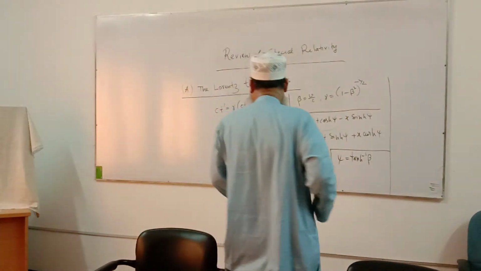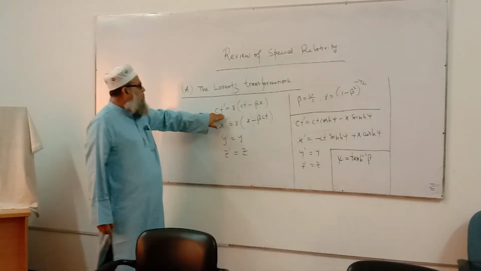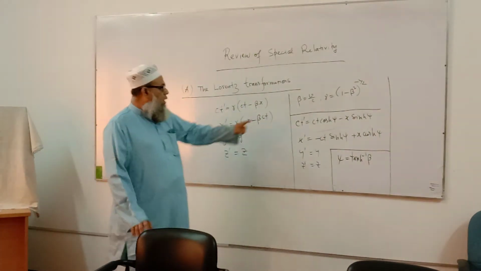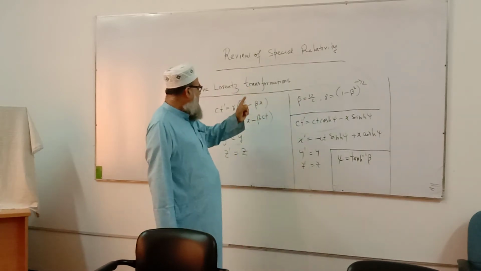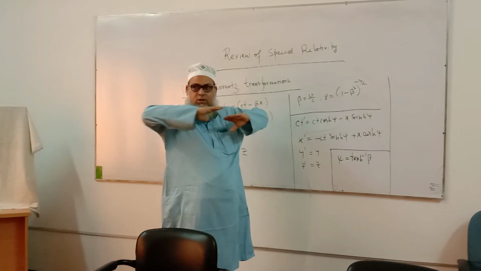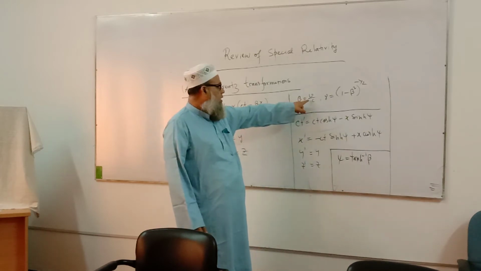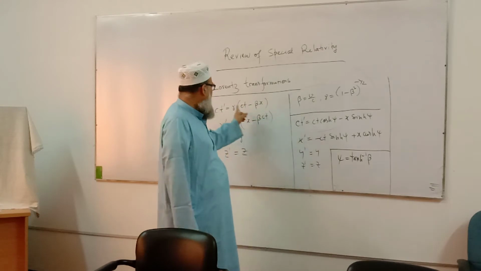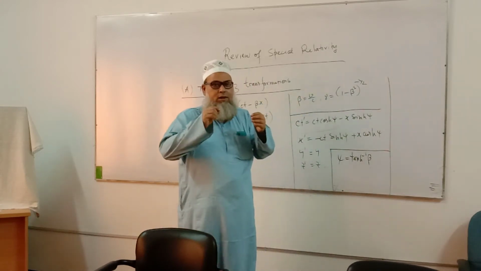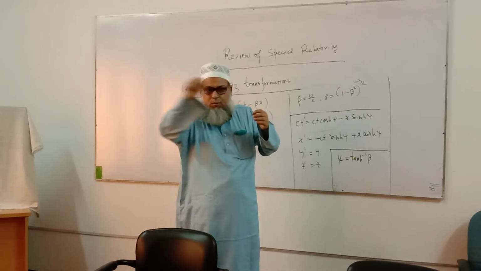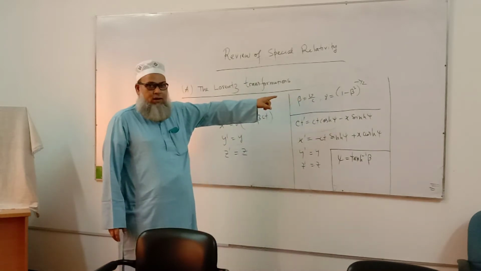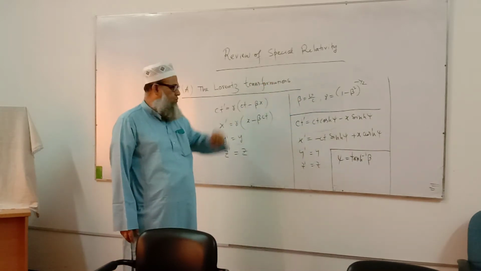I have written this beforehand. ct prime is gamma times (ct minus beta x). What is gamma? Before that, beta. Beta is v by c. v is the relative velocity of the two frames, and c is the speed of light. Gamma is (1 minus beta squared) to the power minus half. Usually we write it as 1 over the square root of 1 minus v squared by c squared. So I write it here in short form: (1 minus beta squared) to the power minus half.